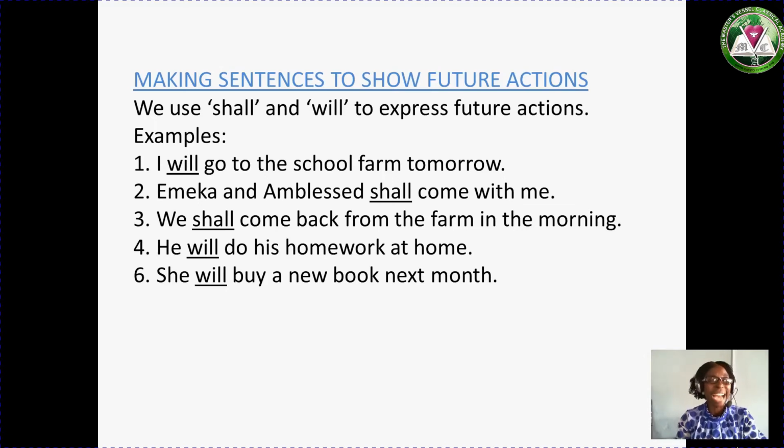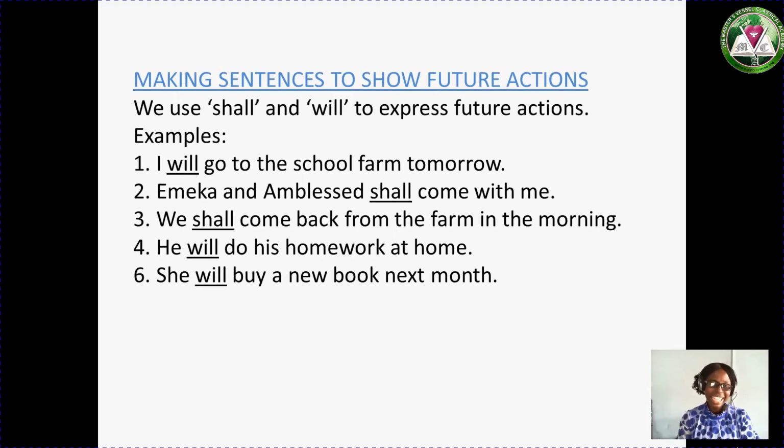We use shall, especially when you start your sentence with I and we. But when it comes to will, it can fit in anywhere. You can use will with I. You can use will with we. You can use will with they. You can use it with you, and so on. With other pronouns, and so on.